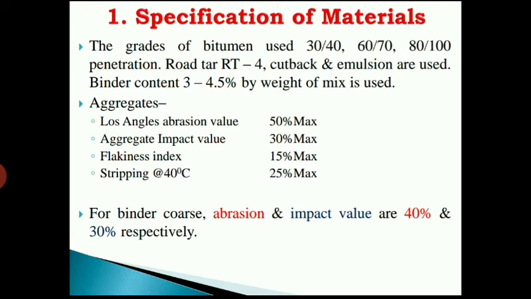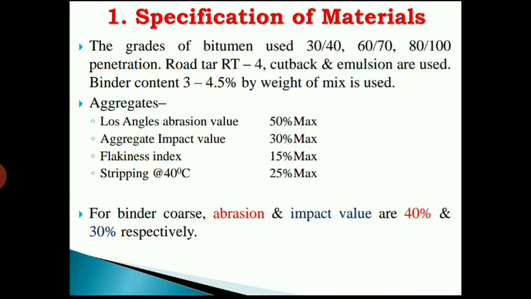And here road tar RT4, so this is a type of bitumen. RT4 is generally used for pre-mixing tar macadam in the base course, and even we can use cutback and emulsions. In module 3 we have studied what is cutback and what is emulsion, so that can also be used in this part. And the binder content is 3 to 4.5% by the weight of mix. They have given the content for this binder, that is 3 to 4.5% by weight of mix as the binder quantity.